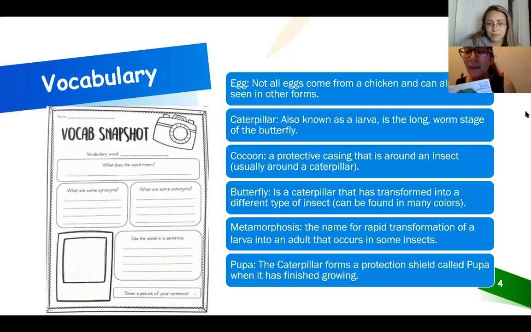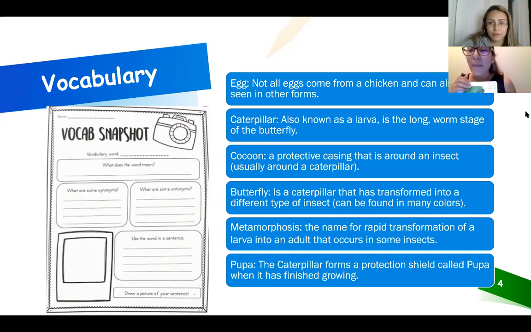Butterfly is a caterpillar that has transformed into a different type of insect and can be found in many colors, just like the ones we learned from around the world and the ones that you remembered from your own country. Metamorphosis, the name for rapid transformation of a larva into an adult that occurs in some insects. Okay, metamorphosis will be happening here, where the caterpillar, the small insect, will be transforming into an adult butterfly. In this case, it's the butterfly.